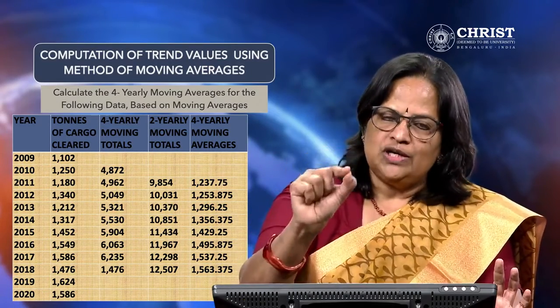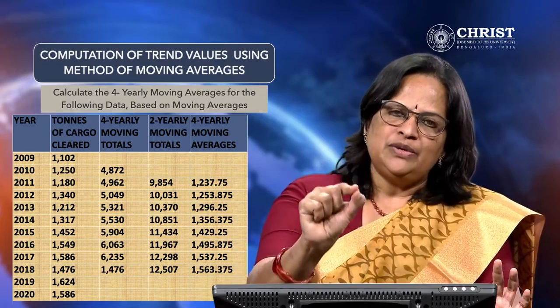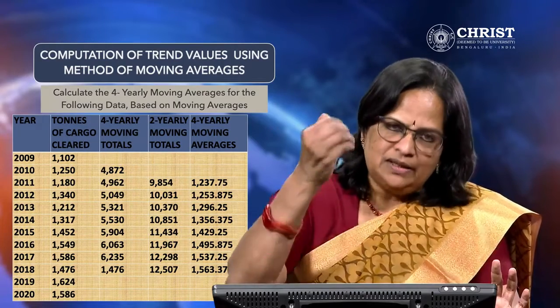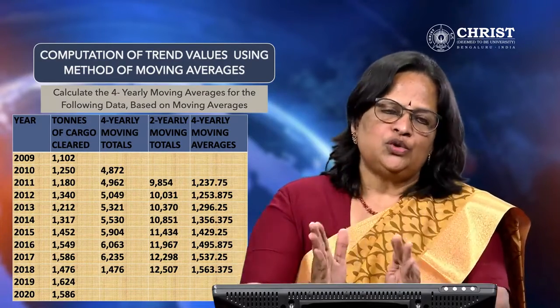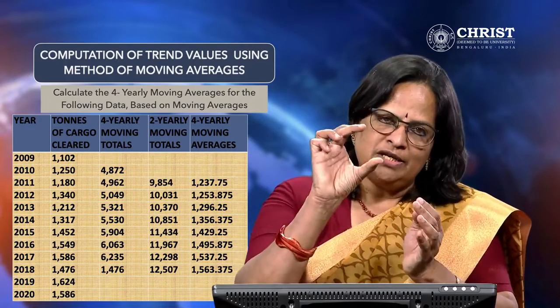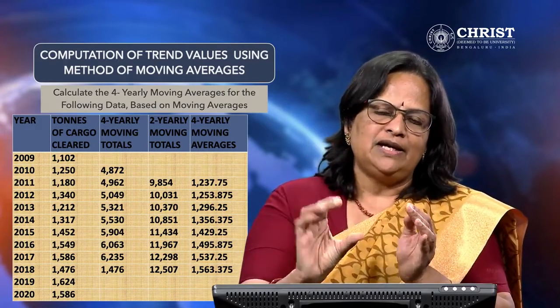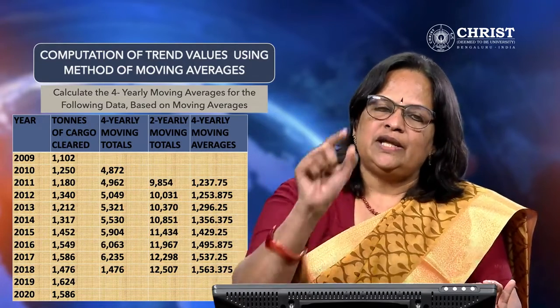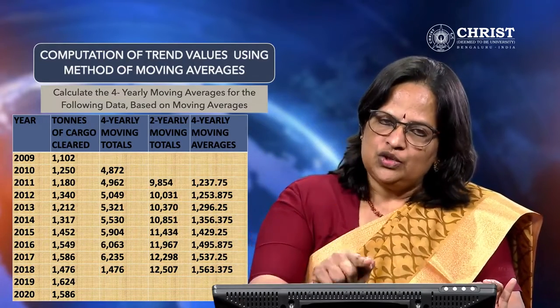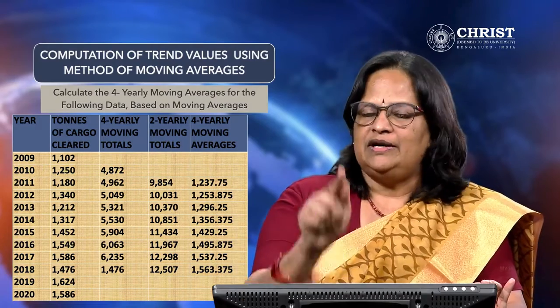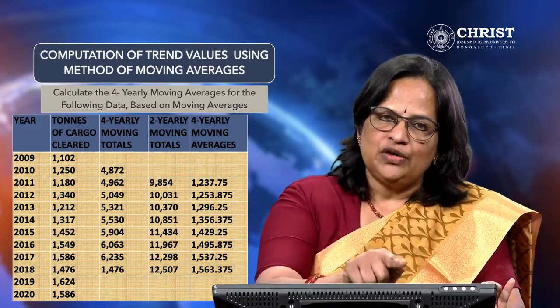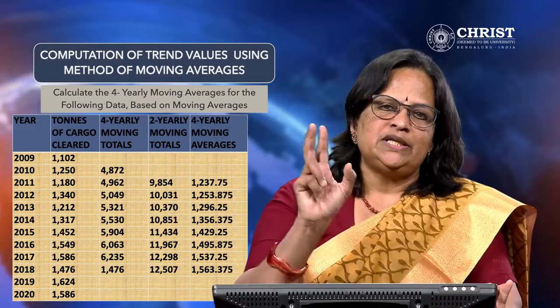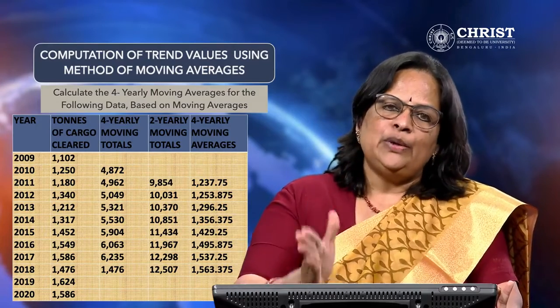So the first 4-year total you are writing in between the second year and third year. Then the second column is the 2-year total. From the 4-year total, you are taking the first 2 values and adding them and writing against the third year. Next column is the average. That meaning the average will be the total of the 2-year column divided by 8 because 4 years and 2 years you have added twice. And you are writing the value against the third year.